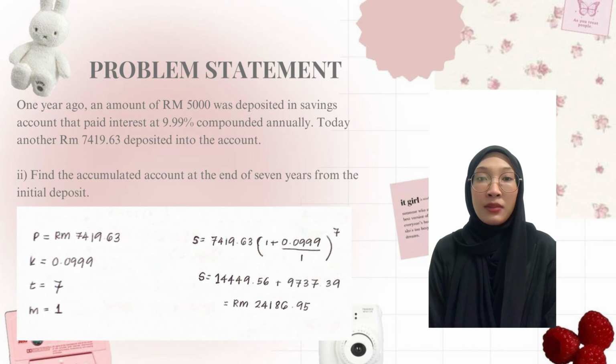One year ago, an amount of 5,000 ringgit was deposited into a savings account that pays interest at 9.99% compounded annually. Today, another amount of 7,419 ringgit 63 cents is deposited into the account. Find the accumulated amount at the end of 7 years from the initial deposit. First of all, we need to find the S, which is the maturity value.